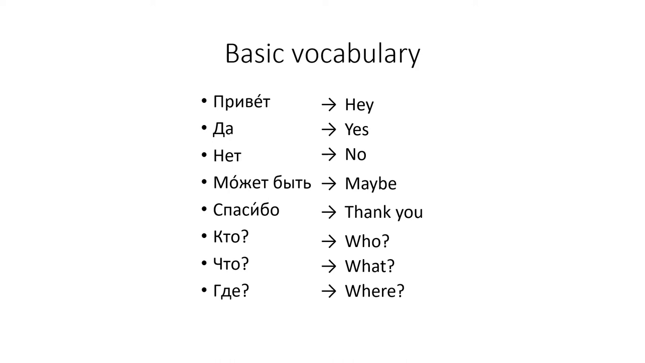So Privet, Privet. Then we've got a very common word, which I'm sure you already know. Da means yes, da, da. Then we've got Niet, again, very well known, meaning no, Niet. Okay, and then we've got Может быть, Может быть.